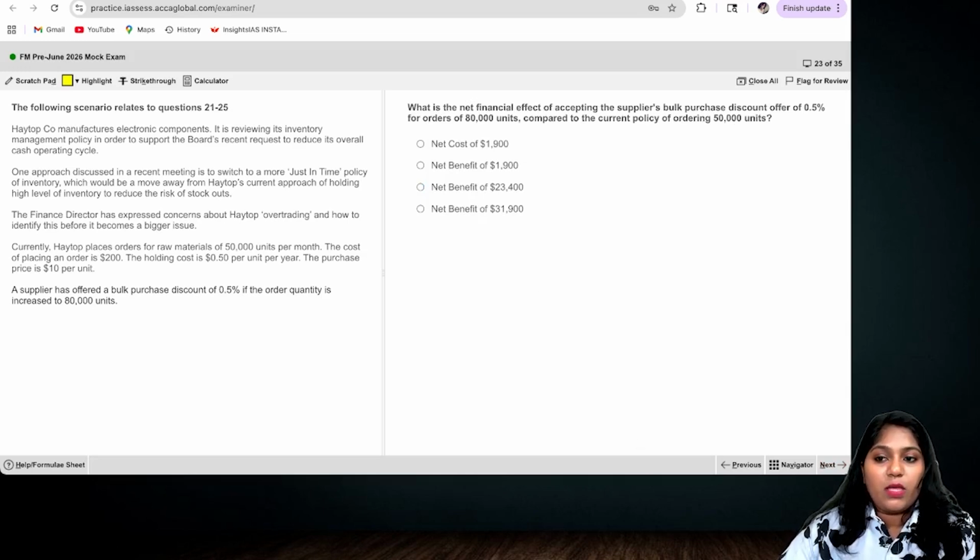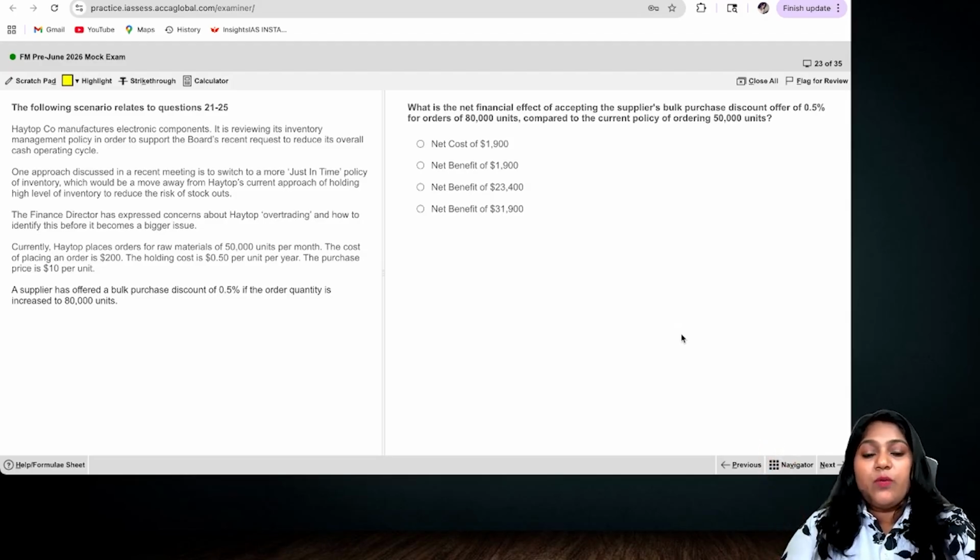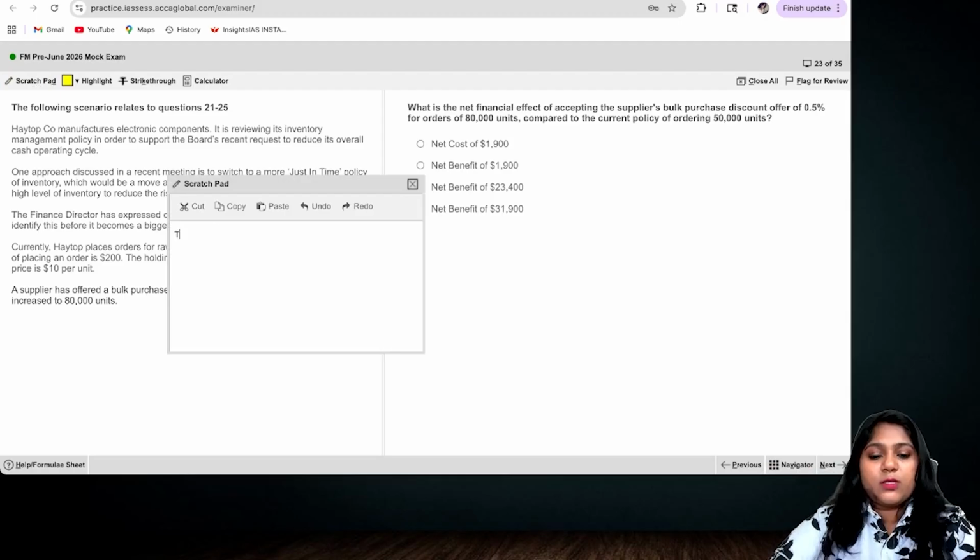What is the next one talking about? What is the net financial effect of accepting the supplier bulk purchase discount offer of 0.5% for orders of 80,000 units compared to the current policy of ordering 50,000 units? Don't do EOQ part. They're asking right now, what is the value? For that, you need to understand what is the total cost. The total cost has to be calculated.